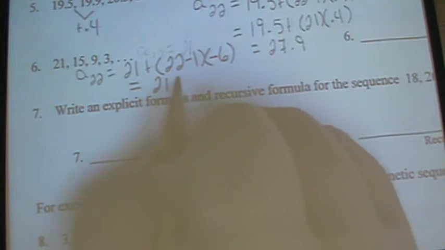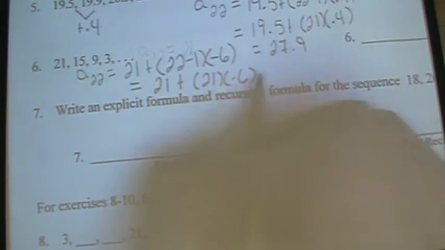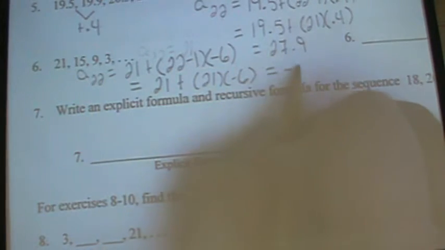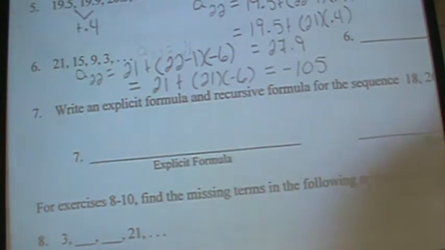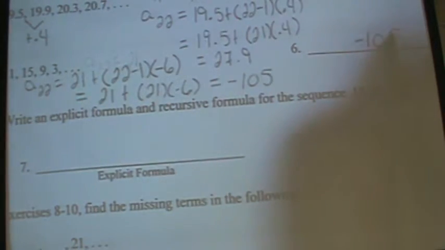So you end up with 21 plus 21 times negative 6, which gives you negative 105. So number 6 is negative 105.